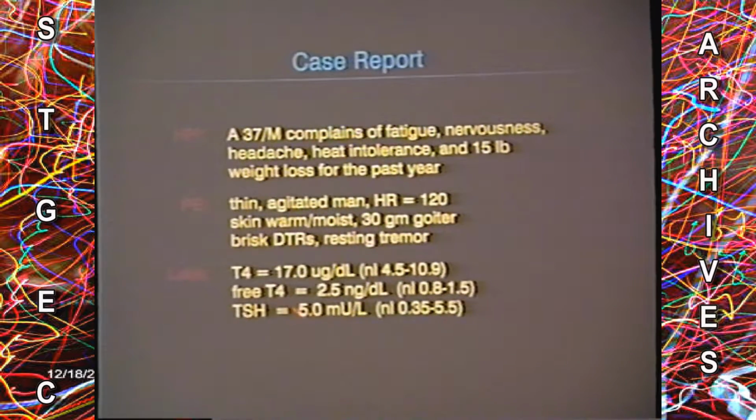If you look at the TSH, it is 5. Normal is 0.35 to 5.5. So what should be going through your mind? Again, hyperthyroidism, high T4. What should the TSH be?